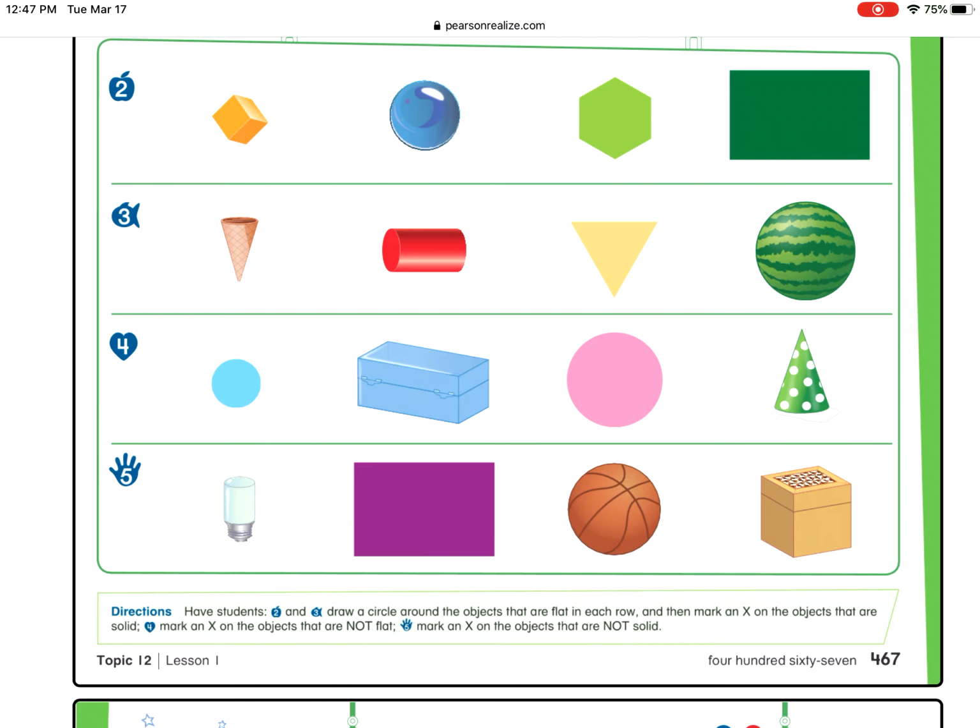So for number 4, you have to find the one that is not flat. So there's only one that is not flat, okay? Actually, no, there's 2 that are not flat. I'm sorry. Number 4 has 2 that are not flat. Number 5 says mark an X on the objects that are not solid. So right here you have to find all the solids, and the ones that are not solid, you have to put an X, okay?